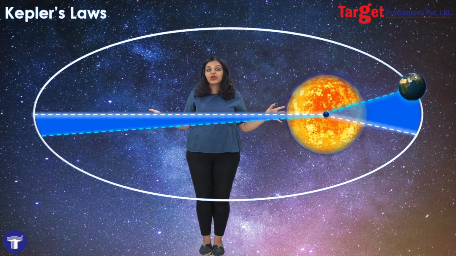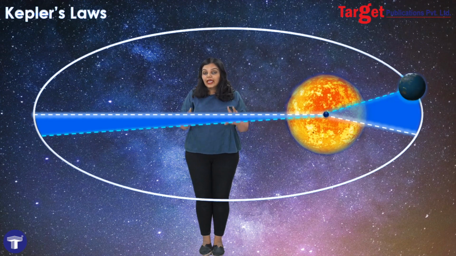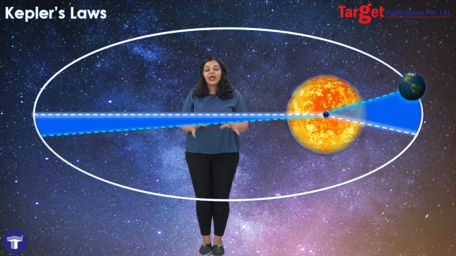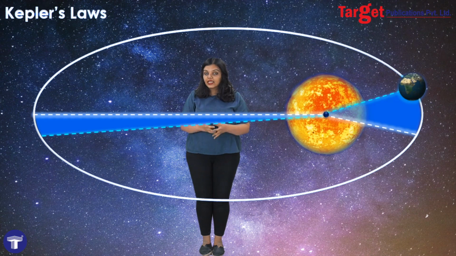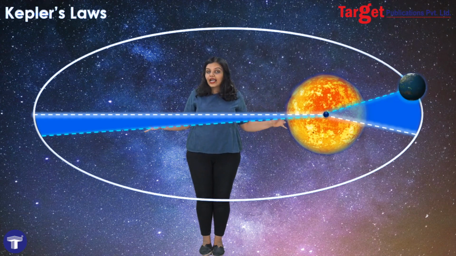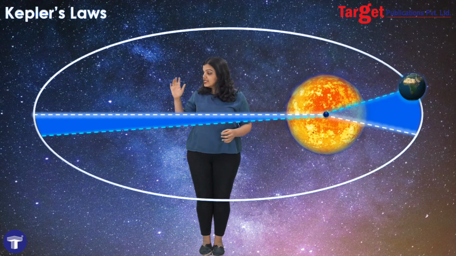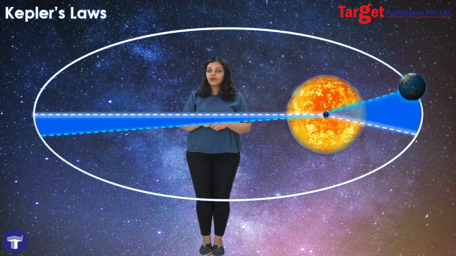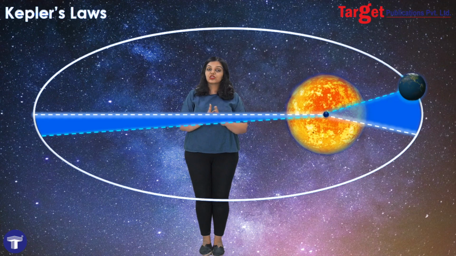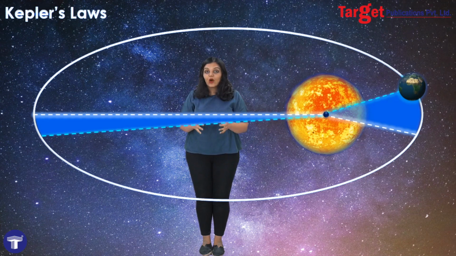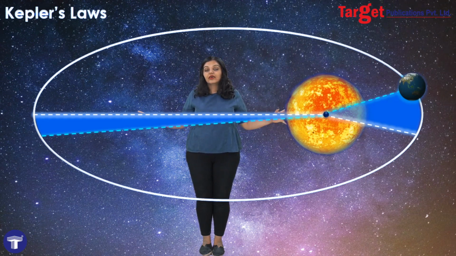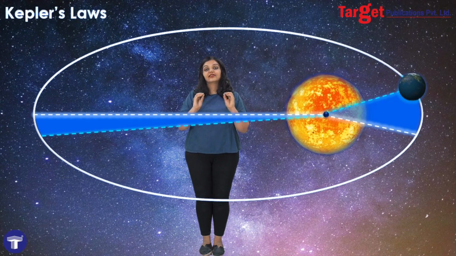Now these two blue-colored triangles may look very different to us, but Kepler says that the area contained within these two blue triangle-like structures is exactly the same. So of course, this structure looks very long and pointed, and this structure looks short and fat, but the area within these two blue-colored structures is exactly the same.